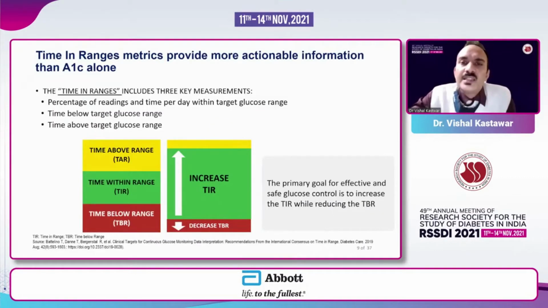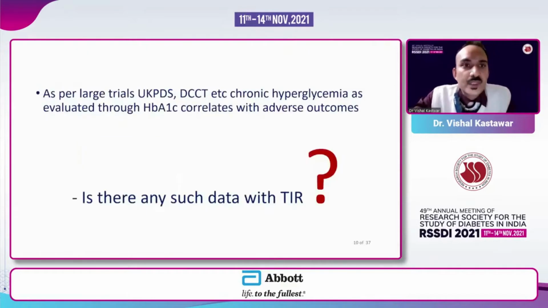The idea basically of diabetes treatment is to increase the time in range, first by decreasing the time below range, later on by decreasing the time above range. So we have to increase the time in range and reduce the time above range and time below range. That is the primary target of diabetes management.